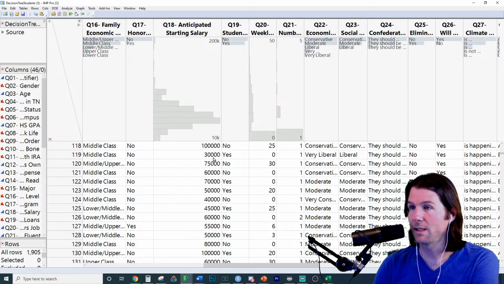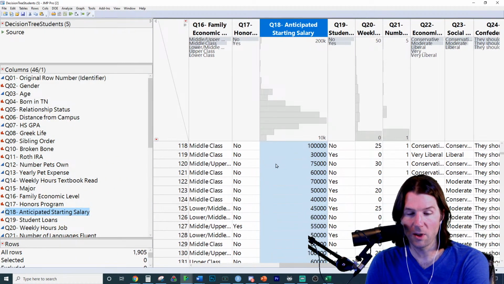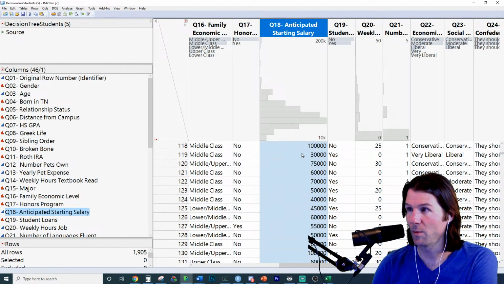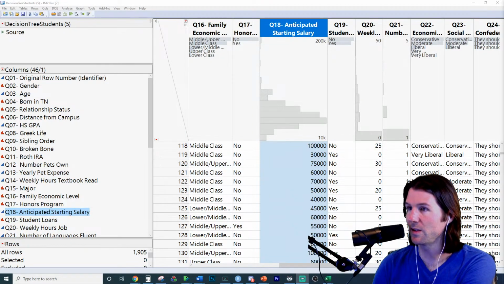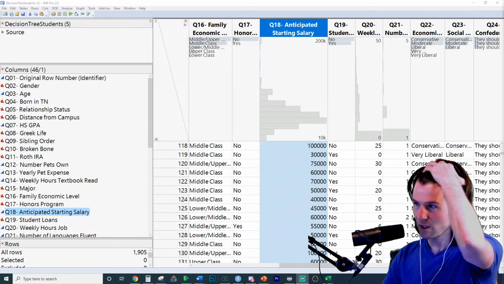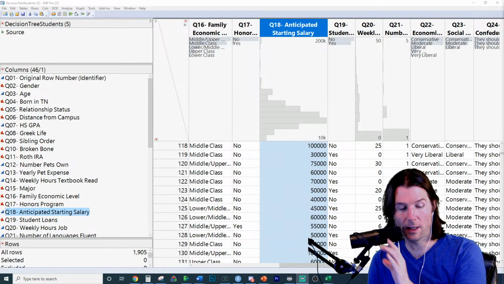But I need to hear from the chat right now. Anticipated starting salary, this variable right here, is what kind of variable? JMP tells you a few things. Anticipated starting salary is what type of variable, which is why you see this graphic right here, kind of a test 1 topic. It's why we see that histogram. So we've got anticipated starting salary as a variable we're going to put in our decision tree. And what kind of variable is it?